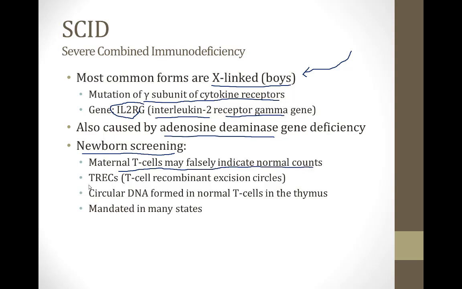You can check for something called TRECs. TRECs stands for T cell receptor excision circles, and these are small circles of DNA that are formed by normal T cells as they develop in the thymus. And diminished or absent TRECs is evidence that the baby may have severe combined immunodeficiency, and testing for this condition is mandated in many states in the US.